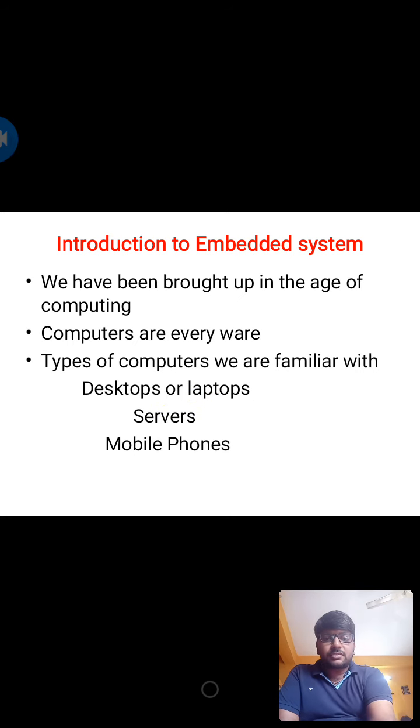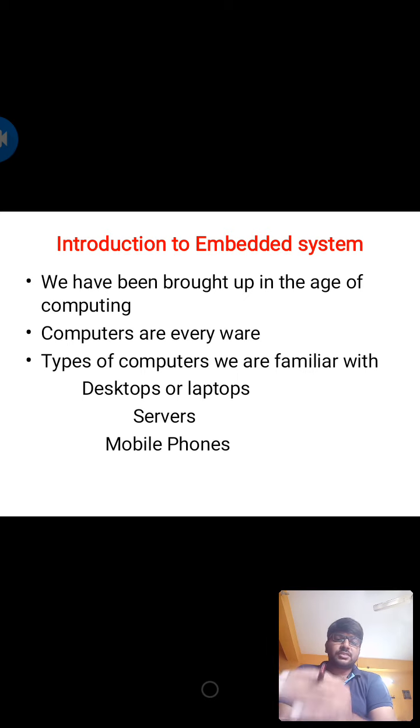So coming to the next one, introduction to embedded systems. We have all been brought up in the age of computing. The system was defined many years back, so we are already brought up in an age where computers are everywhere. Basically, you know some types of computers you see regularly: desktops, laptops, servers and mobile phones.